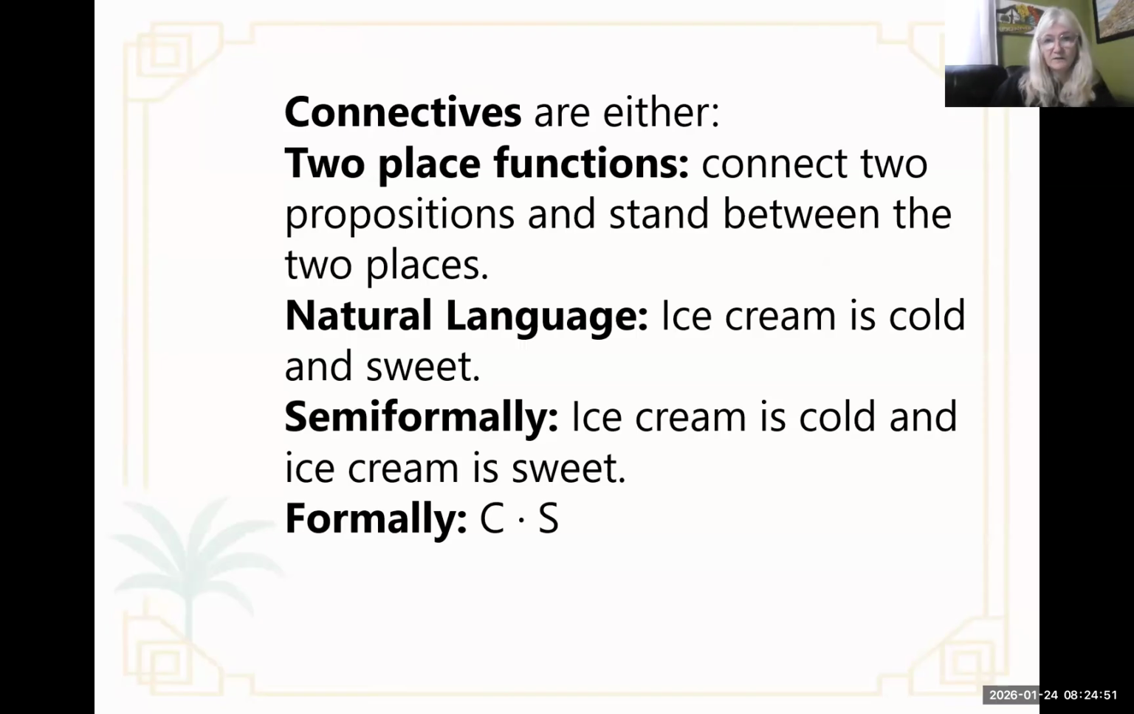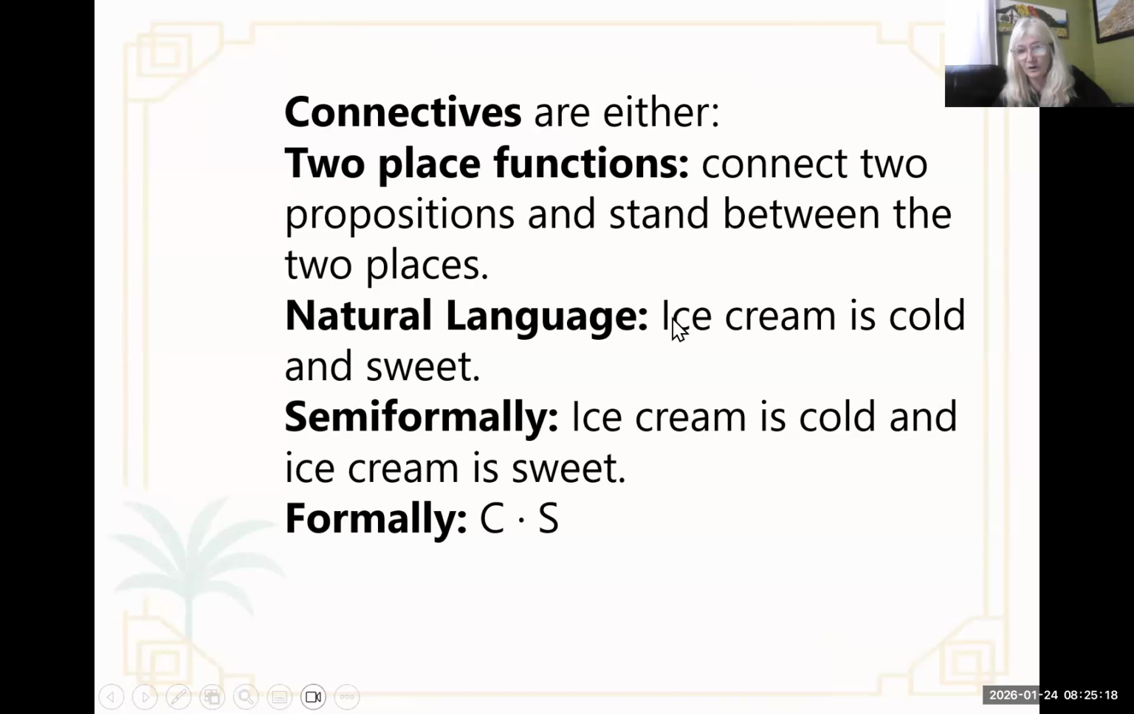Connectives are either two-place functions, they connect two propositions and stand between them, or they're one-place functions. So here's an example of a two-place function. Ice cream is cold and sweet. I'm always going to put this in semi-formal, a step before the formal reasoning, to make it easier for you to see how exactly everything is formed formally.